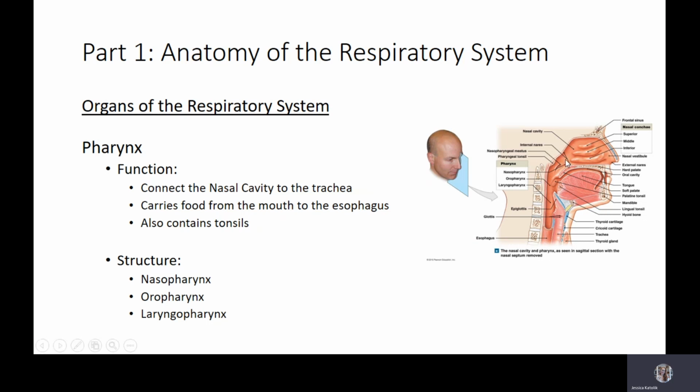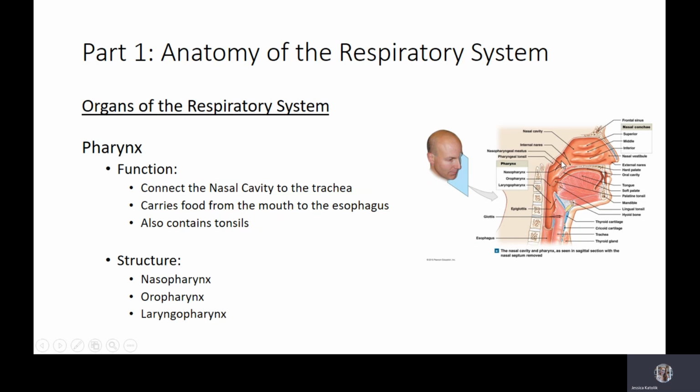The pharynx is divided into three regions. The nasopharynx, right behind the nose, the oropharynx, behind the mouth or the oral cavity, and the laryngopharynx, which is behind the larynx.